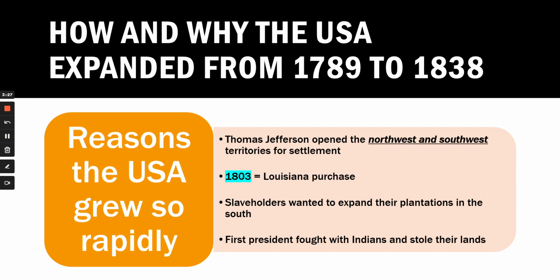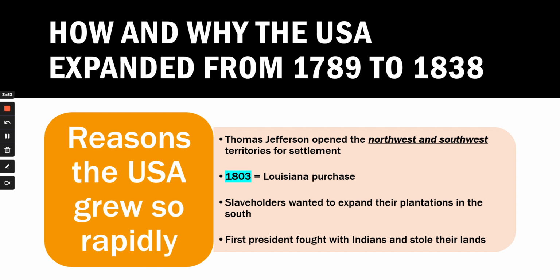As well as this, in 1803, America bought a huge plot of land in Louisiana from the French, which meant that there was more area for settlement and plantations. The slaveholders were eager to expand their plantations in the South because they would have earned more money and power if they had more slaves coming in.